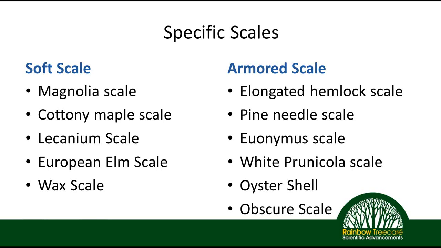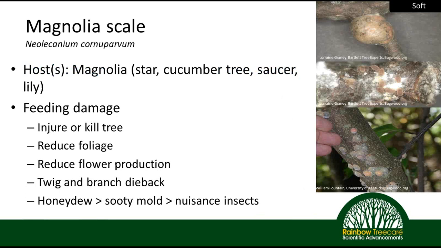So Magnolia scale. You can see that over on the right side, these are a fairly sizable scale. They're up to an eighth of an inch, or up to a fourth of an inch in diameter. You can see next to the person's finger how large they are. So your homeowner may actually notice these scales physically on the bark. Their hosts are magnolia trees, but really any type of magnolia tree. So star magnolias, cucumber magnolias, saucer, or lily magnolia trees.